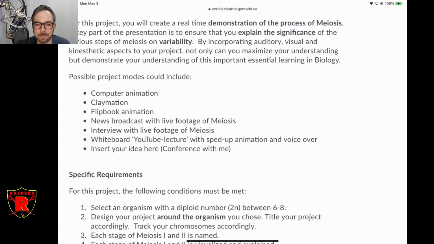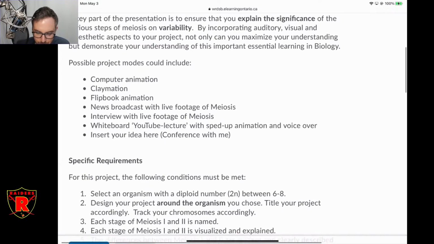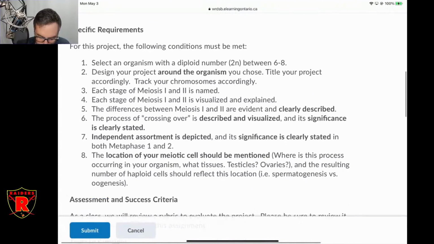So I'll leave it up to you, but let me know if you have an idea that you want to give a shot. The idea here is that you're teaching this process of meiosis to somebody else. So what are you going to do?